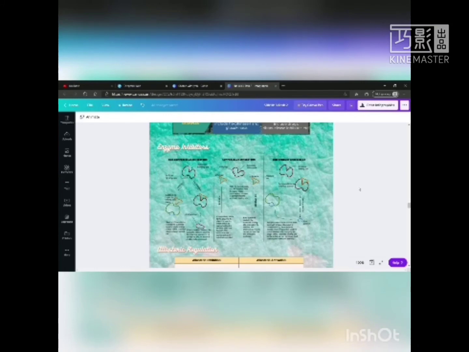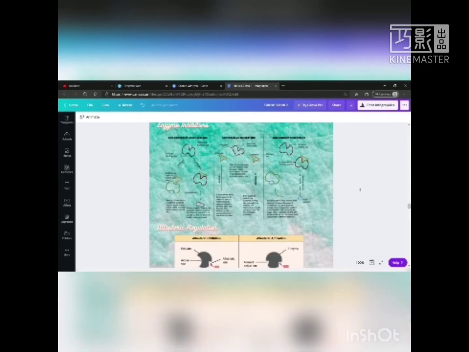And lastly, end product inhibition. End product inhibition occurs when too much of the end product is created, causing there to be an excess. The extra product will bind to the allosteric site, changing the shape of the substrate binding site, so the substrate can no longer bind, stopping the metabolic pathway.